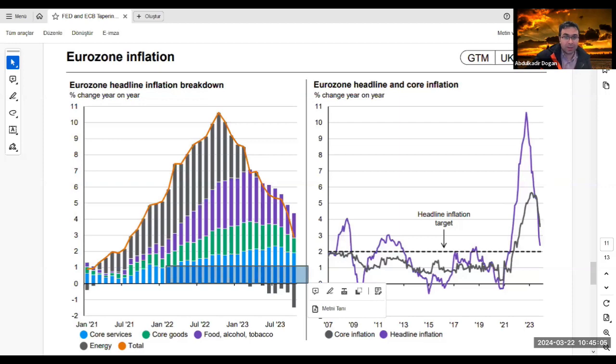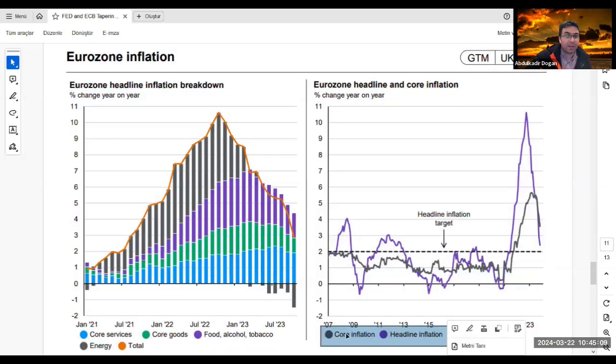As you see, core inflation and headline inflation are here. Core inflation is here, but the headline inflation is here, meaning that headline is less than the core inflation. Why is core inflation sticky? Because there is services inflation in the Eurozone region for the overall inflation level. And until they decrease the inflation rate to their targeted level of 2%, they will never cut the interest rate.